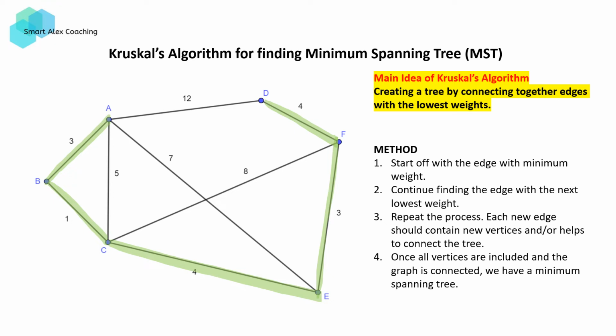The length of this spanning tree is given by the sum of the weights of the edges. So the length will be equal to 3 plus 1 plus 4 plus 3 plus 4, which is going to be equal to 15 units.